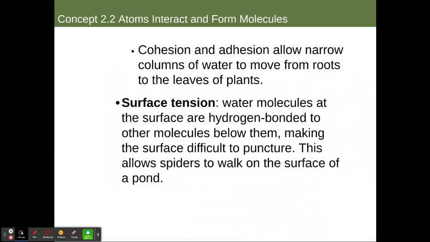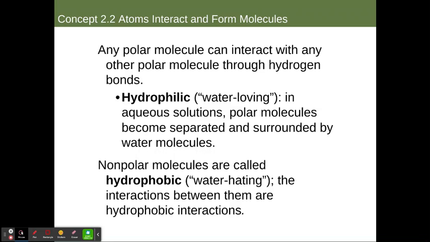Okay, so next is surface tension. I'm sure some of you probably experienced this as a kid when you went swimming and did a belly flop into the pool. Water has an incredibly high surface tension, meaning that the molecules at the surface are hydrogen bonded to other molecules below them, making the surface very difficult to puncture. This is also what allows a lot of our water insects to float, so to say, on the surface. It is actually that their weight does not exceed the force of surface tension.